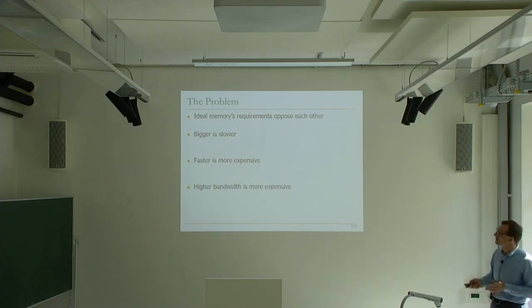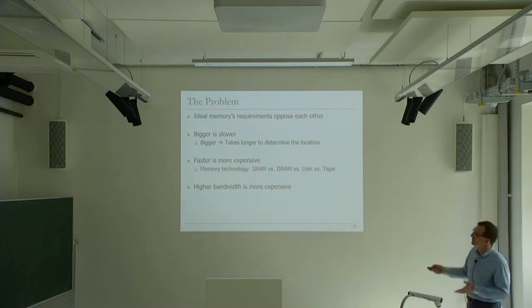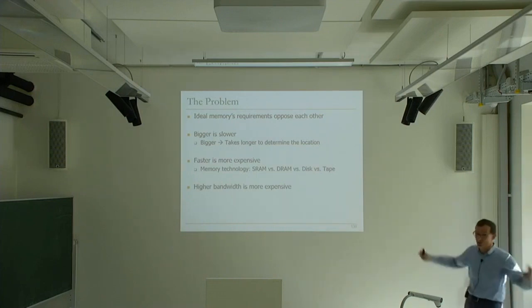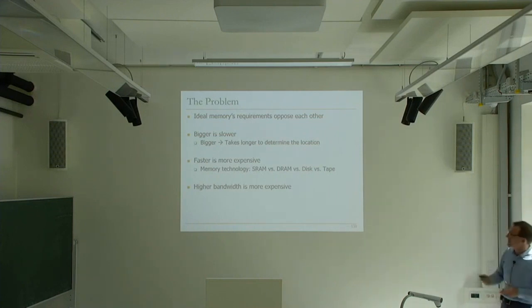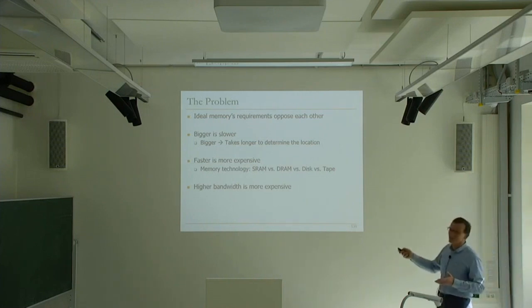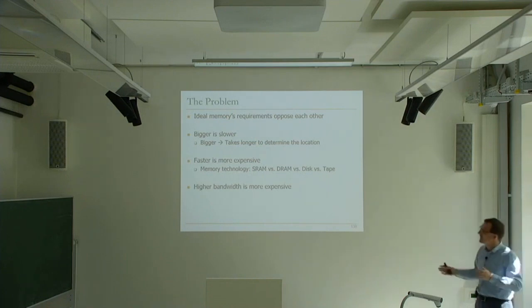And we've talked about some of these. Bigger takes longer to determine the location, that's why it's slower. And faster is more expensive because faster memory technologies are more expensive. You need to pay more for them, or you need to have additional circuitry to make them fast. Like SRAM requires 6 transistors, right? Sometimes 8 transistors to make them fast. DRAM requires only 1 transistor, right? And technology is also different. That adds to the slowness part.